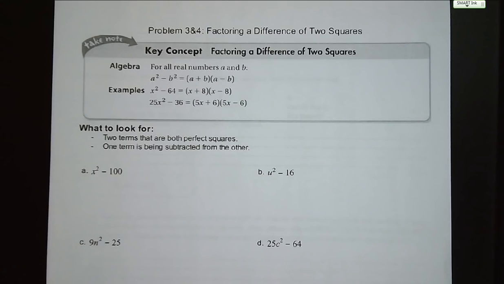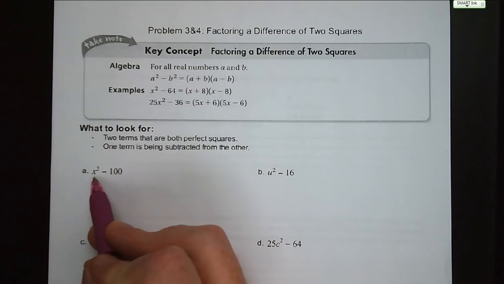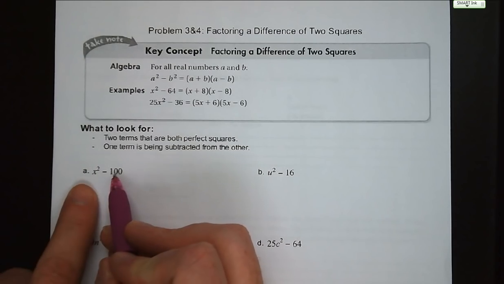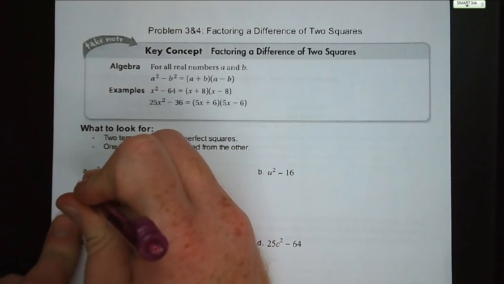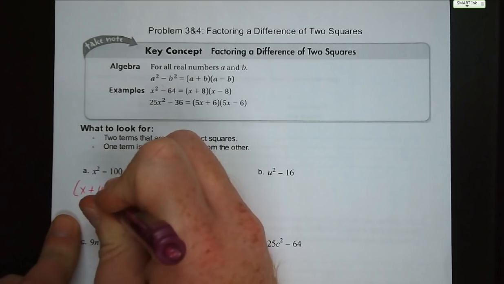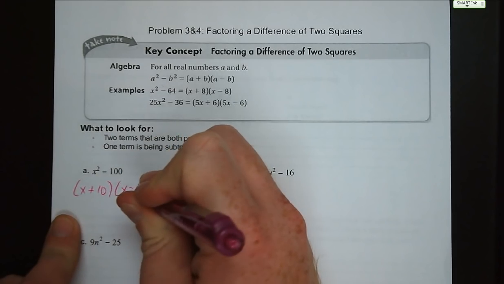So what we look for is, do we have two terms that are perfect squares, and is one term being subtracted from the other? We have two perfect squares, x squared and 100. Is one being subtracted from the other? Yes. So we're going to have x plus 10, x minus 10.